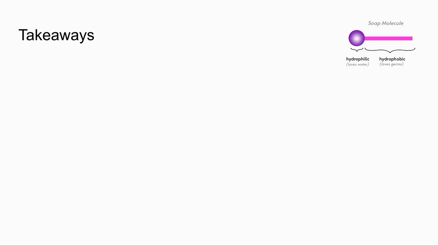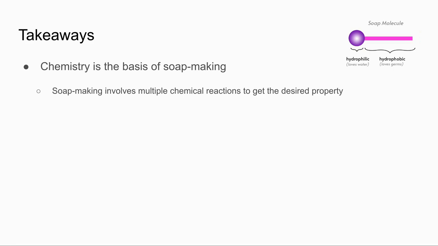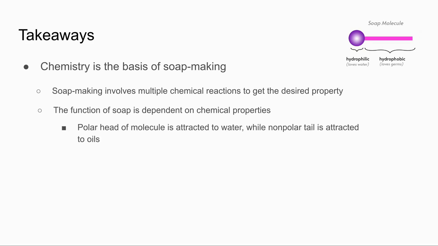A few key takeaways. Chemistry is the basis of soap making. It's also the basis of many other things. And soap making also involves multiple chemical reactions to get the desired property. The function of soap is dependent on chemical properties. Specifically, the polar heads of molecules are attracted to water, while the nonpolar tail is attracted to the oils, which is basically what soap is.